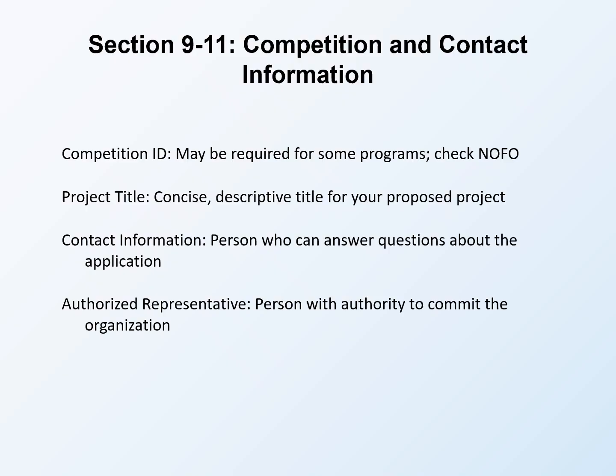Sections 9 through 11 provide competition identification and key contact information. Competition ID in Section 9 may be required for some programs that run multiple competitions under the same funding opportunity. Check your NOFO to determine if a competition ID is required and what value to enter. Many programs do not use this field.